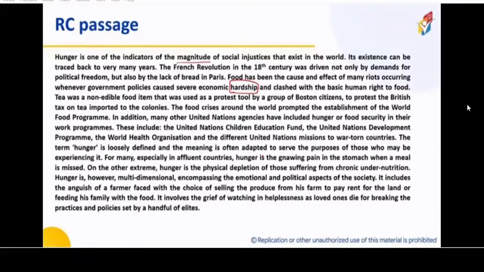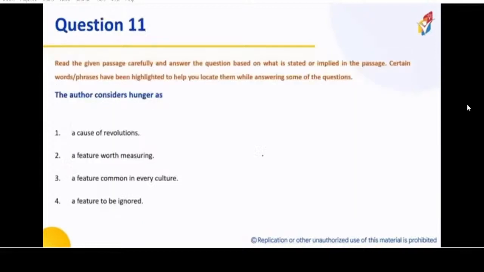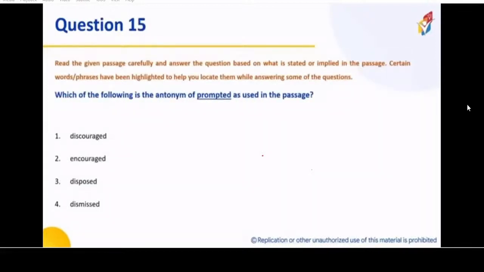The food crises around the world prompted the establishment of the World Food Program. So we have food crises. You know, crisis is a situation in which there is great difficulty. So these difficulties in procuring food and feeding the people prompted the establishment of the World Food Program. Okay, so in the light of that sentence, let's understand what could be the meaning of the word prompted. We know that the food crises have prompted the establishment of the World Food Program, implying that the word prompted should mean that the crises led to. So we need a word which means led to.